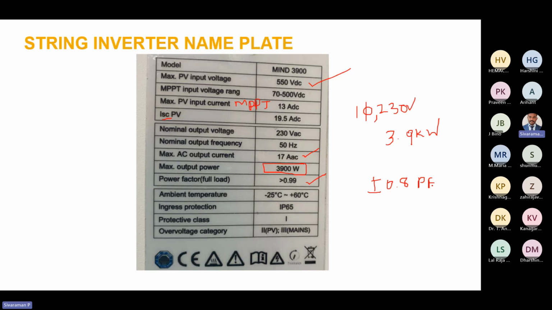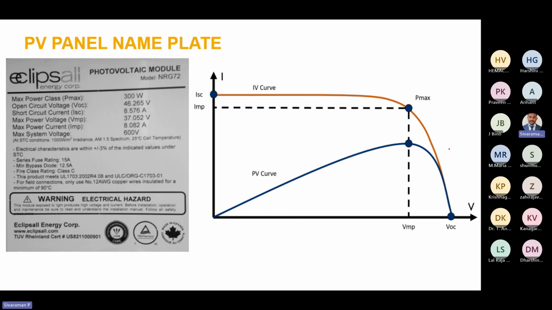Suppose you want to design a string inverter system for your rooftop based application. The first thing you have to do is freeze which string inverter you are going to use, then which solar PV panel you are going to use. These two are mandatory to design the system.